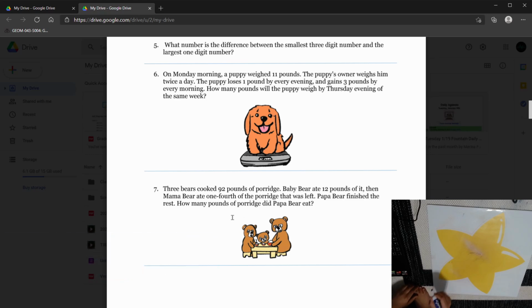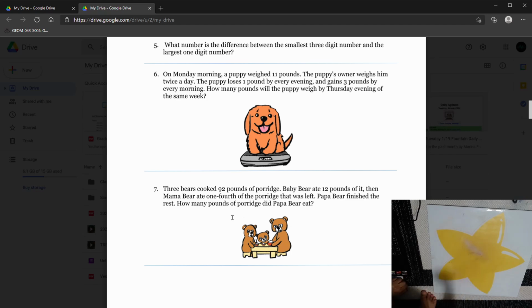3 bears cooked 92 pounds of porridge. Okay, I'm not going to write that down right now. Baby bear ate 12 pounds of it. Then Mama bear ate 1/4 of the porridge that was left. Papa bear finished the rest. How many pounds of porridge did Papa bear eat?